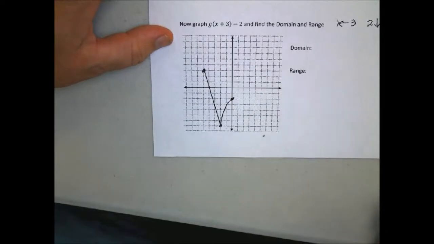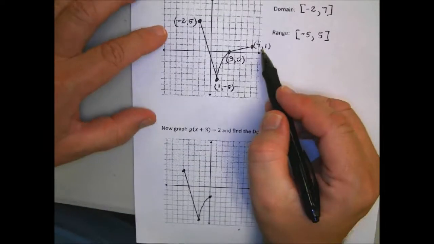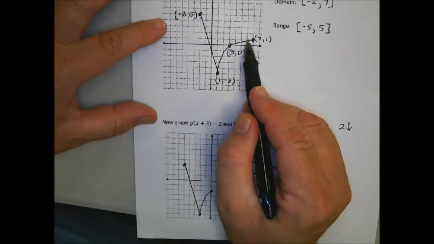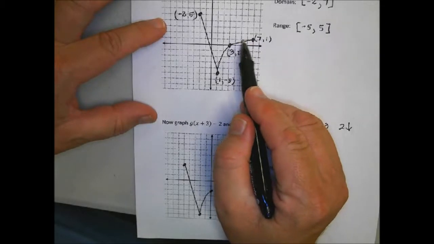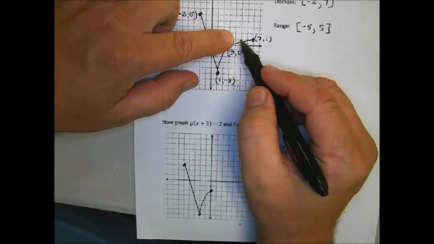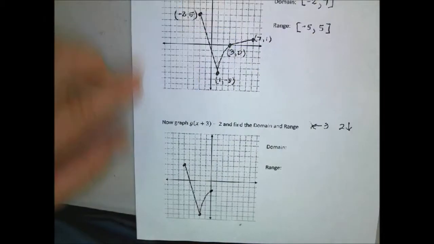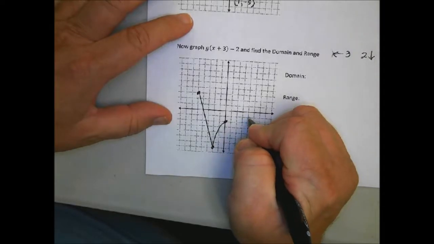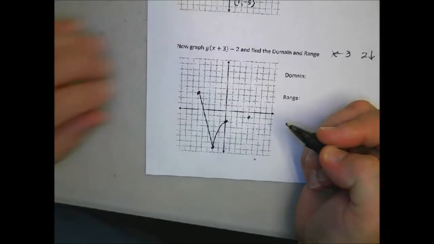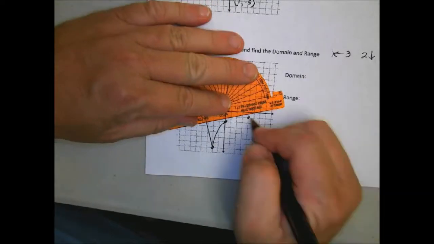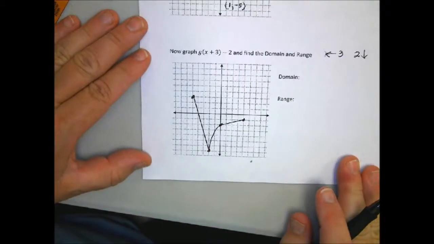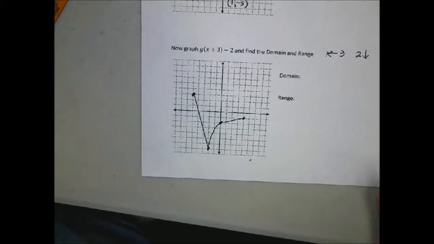And now we go to the last point. That last point is 7, 1. Well, it goes 3 units to the left, so that'll put me at x equals 4. And it goes 2 units down, so that'll take me to negative 1. So 4, negative 1. And those 2 points are joined with a straight line again. So there's the new equation. Or sorry, there's the new graph.